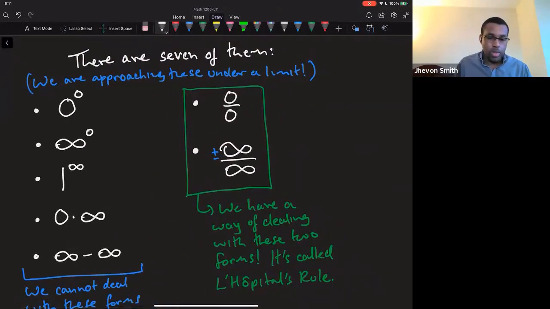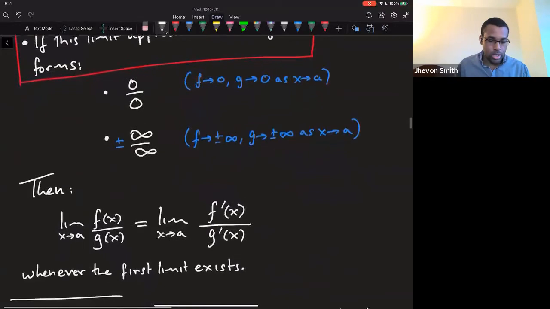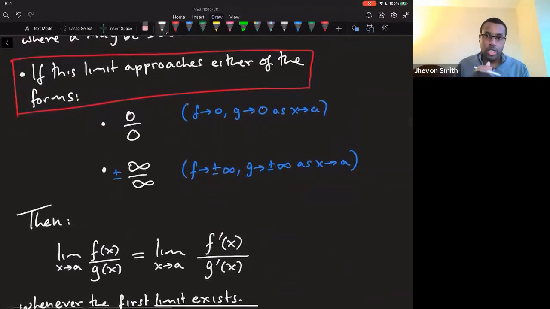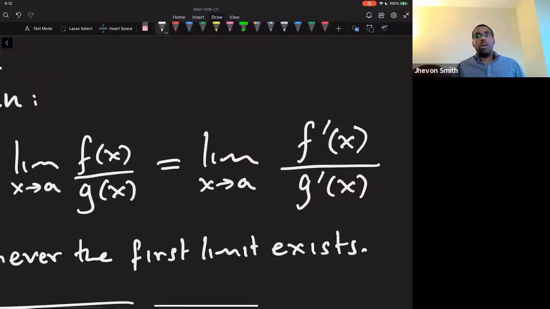However, two of these forms are convenient for us because they allow us to use something called L'Hopital's rule, which pretty much tells us that if you have a limit form that is a fraction and it approaches 0 over 0 or infinity over infinity, then the original limit of f over g is going to be the limit of f prime over g prime. So you just differentiate the top, differentiate the bottom.